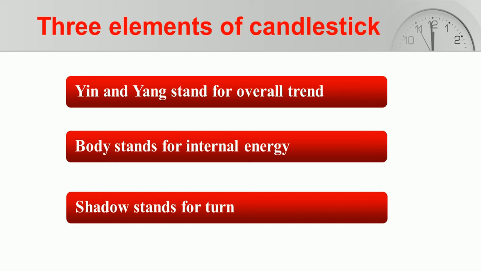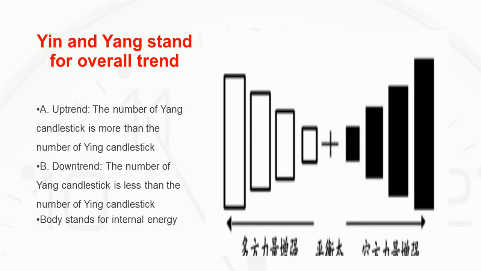Then you can know the trend is uptrend or downtrend, okay? So the next one, body stands for internal energy. If you see the body is longer, which means the energy is stronger, okay? Shadow stands for trend. Then we can see here, Yin and Yang stands for overall trend. Uptrend, the number of Yang candlestick is more than the number of bearish candlestick. So this is the uptrend.